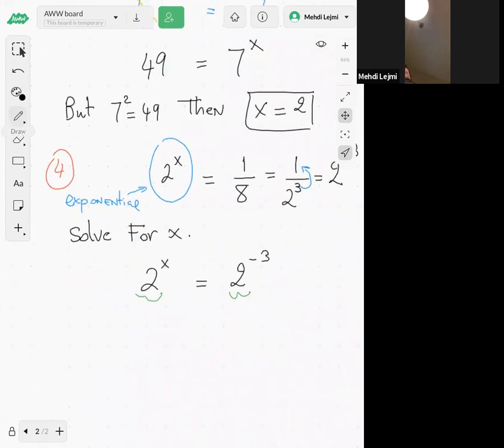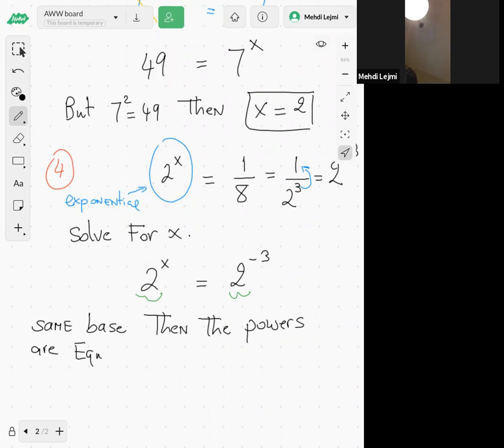So this is the same base, then the powers are equal. Okay, so then x would be equal to -3.